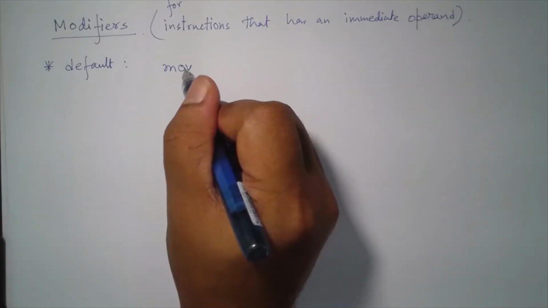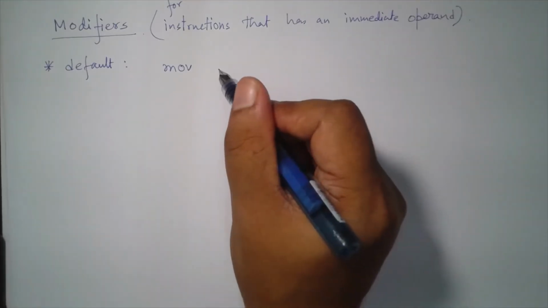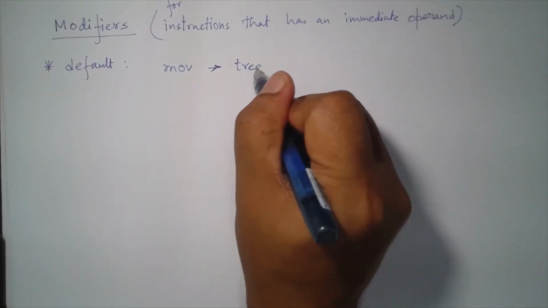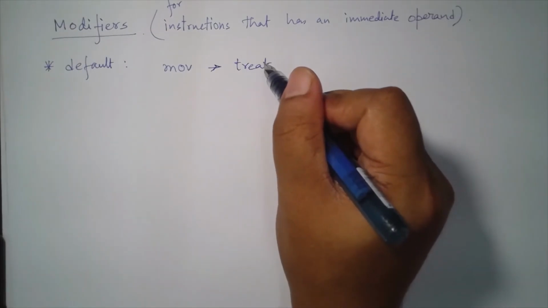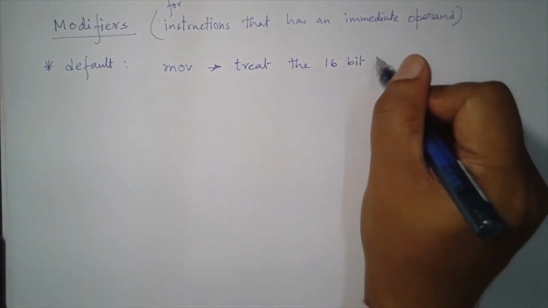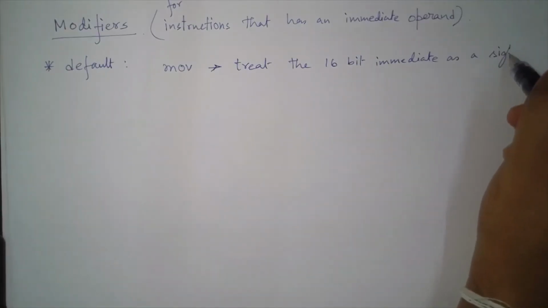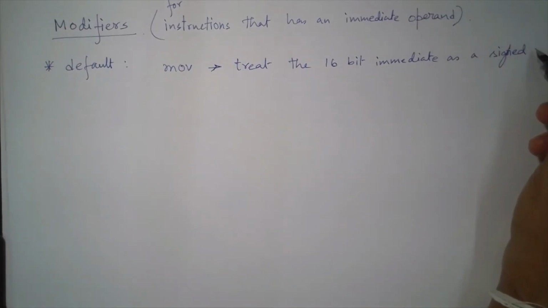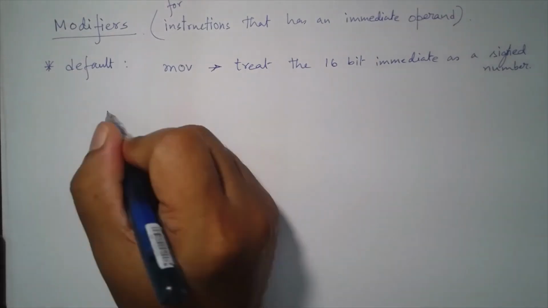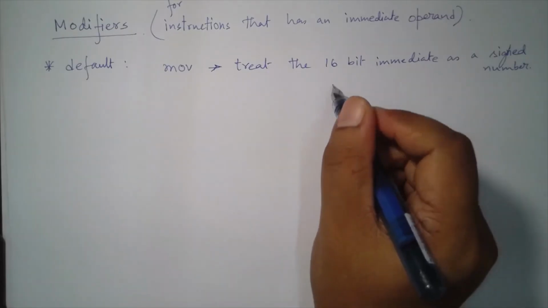move some immediate value to some register. So, in that case the immediate value will be, let us say, a 16 bit immediate value. Now, in that case what we will do, we will treat the 16 bit immediate as a signed number. Alright. So, the 16 bit immediate will be treated as a signed number. So, if it is a signed number, this 16 bit immediate number will be converted to a 32 bit number by sign extension. So, basically automatic sign extension.